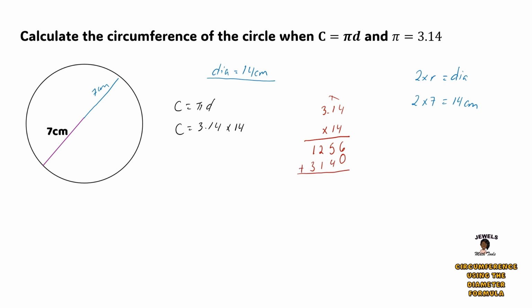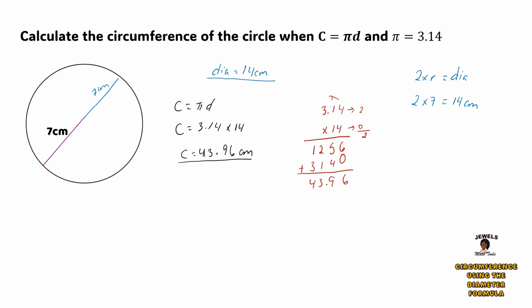We're going to now sum our numbers together. 6 plus 0 is 6, 5 plus 4 is 9, 2 plus 1 is 3, and 1 plus 3 is equal to 4. And to input our decimal point, let's go back to our numbers. So we have 2 digits behind the decimal point here, no digits behind the decimal point in our 14. So in our answer, we should have 2 digits behind the decimal point. So we'll count 1 for our 6, 1 for our 9, and input our decimal point right between our 3 and our 9. So the measure for our circumference for this circle will equal 43.96, and that's centimeters.